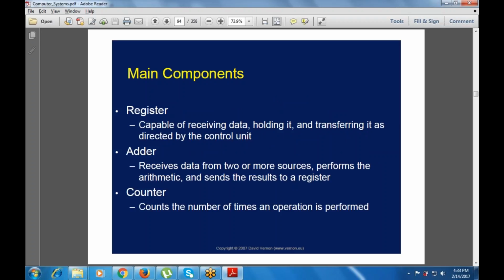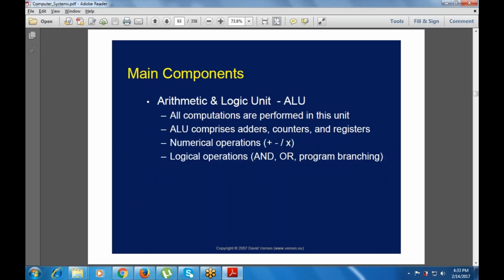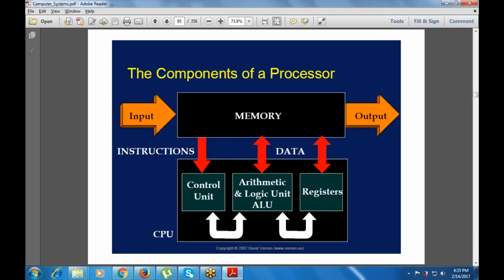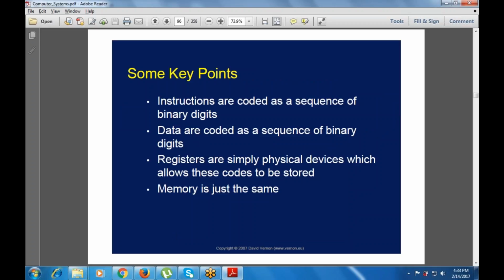Now, these are the various components, including the ALU. One is the registers, one is an adder, one is a counter. Then these are the key points.